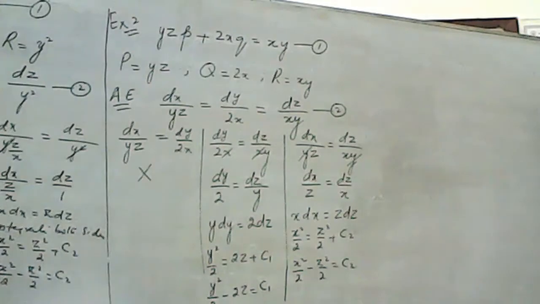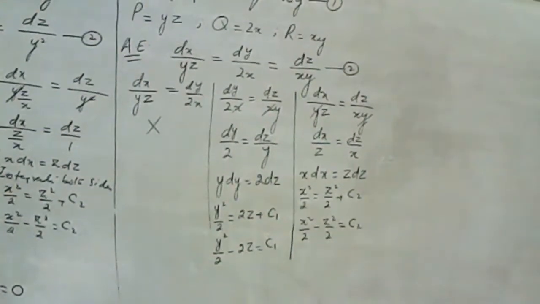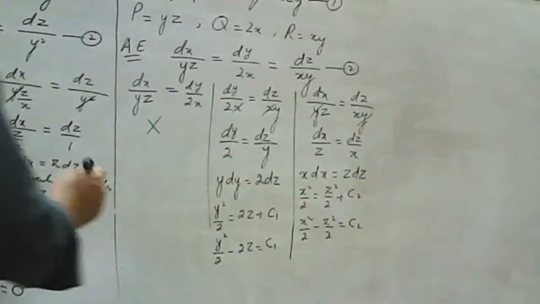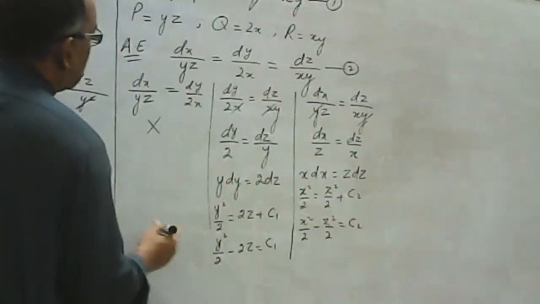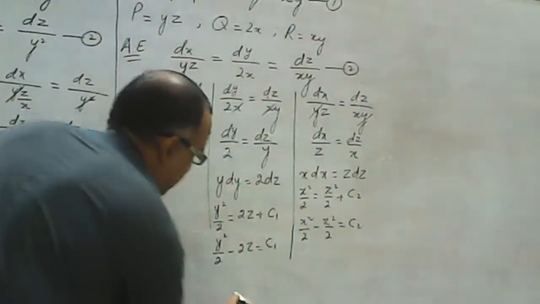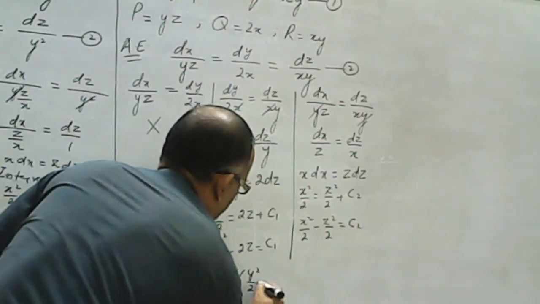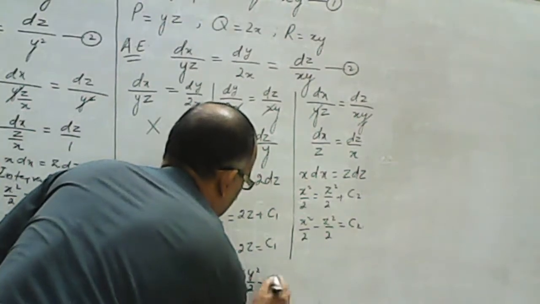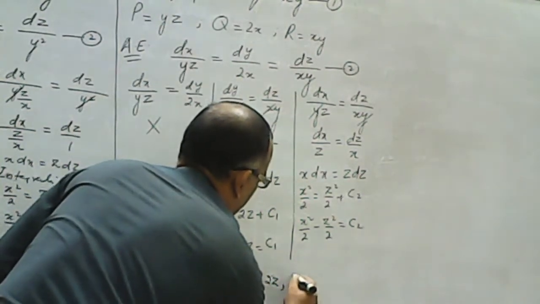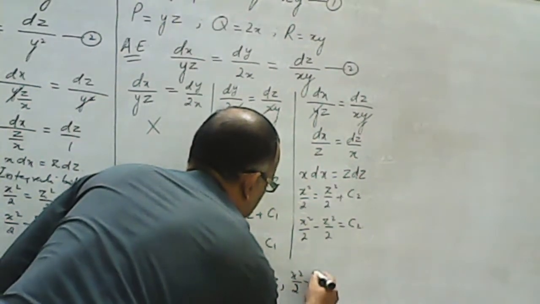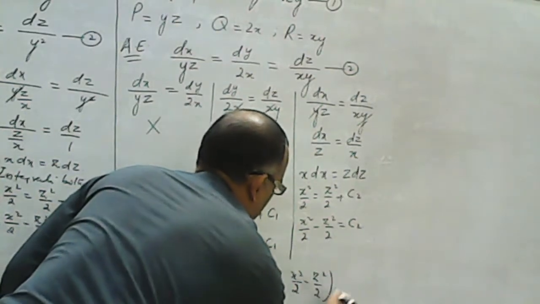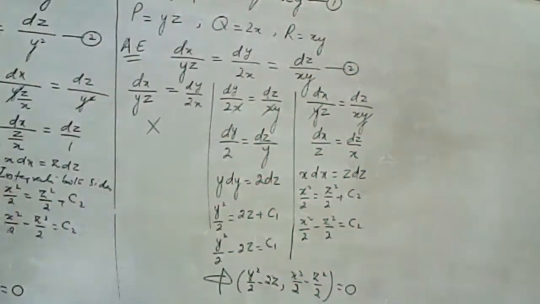Once we have c1 and c2, then it's time to write the general representation of the solution of equation 1, that is phi of u, v, that is y square by 2 minus 2z comma x square by 2 minus z square by 2 equal to 0. This is the way to represent the solution, general solution of equation number 1.